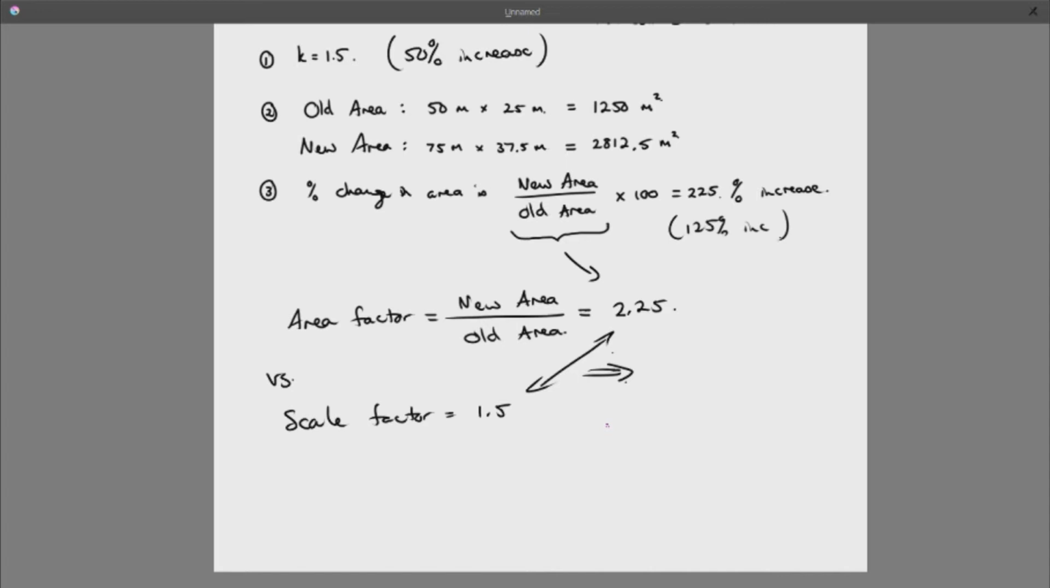It is the square. 1.5 squared is 2.25. So the scale factor squared is the area factor. Does that make sense?